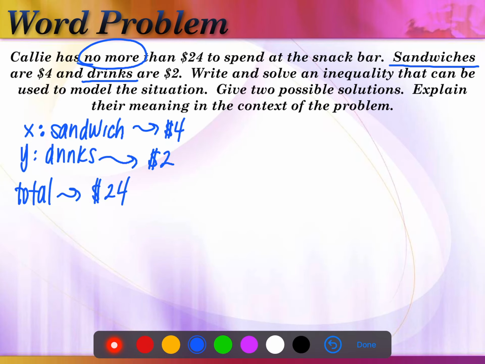Okay, so we have a total of $24. Right? No more than is less than or equal to. Okay, if you remember that from 4.1. Okay, so I'm going to translate the sentence here into an equation. Okay, so I have 4x plus 2y is less than or equal to 24. Okay, so however many sandwiches and drinks she buys, she has no more than $24 to spend.